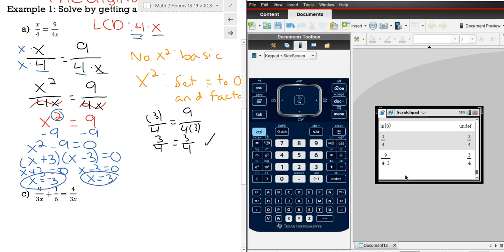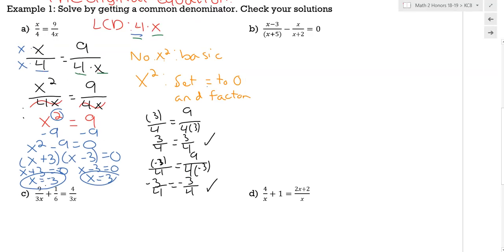Check. I'm going to do the same thing with our negative 3. Negative 3 over 4. And I'm going to type it in my calculator for the sake of time. Negative 3/4 equals negative 3/4. Okay, so again, this check is just done in my calculator, and you'll see later on as we get to ones that have extraneous solutions, the check is very important.